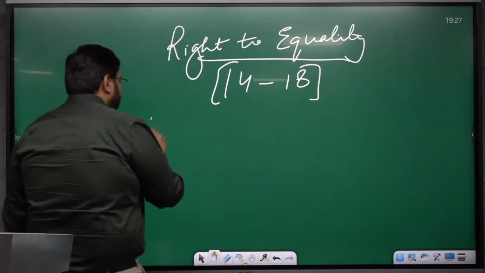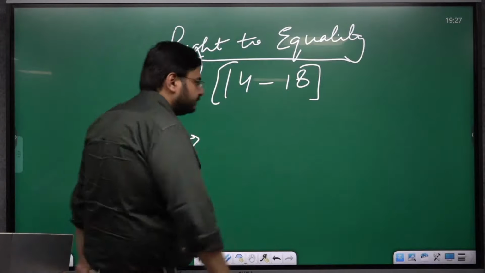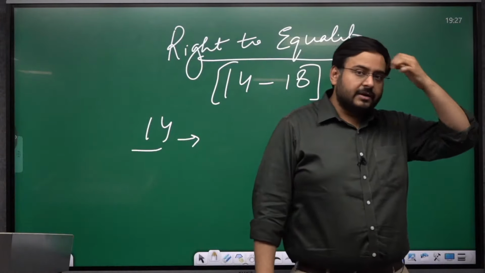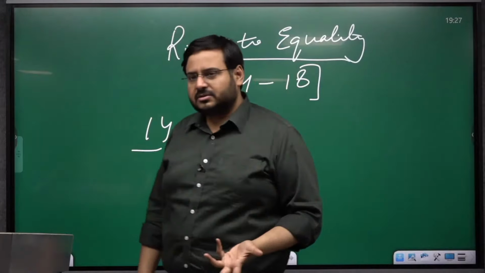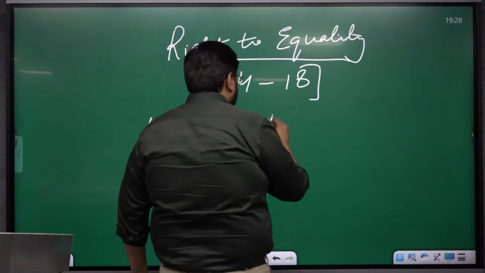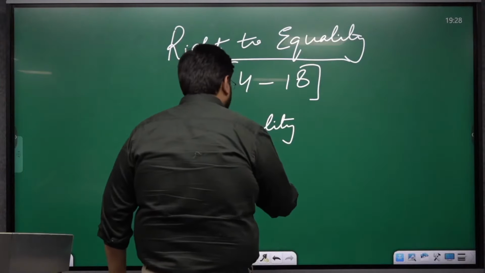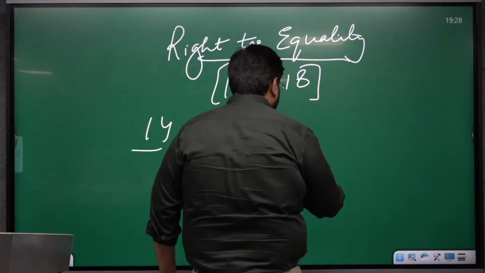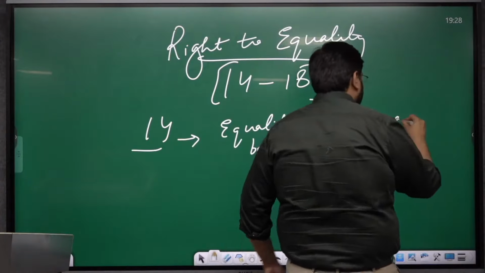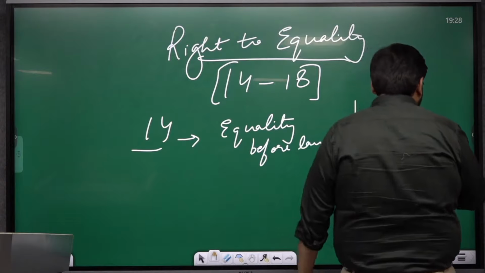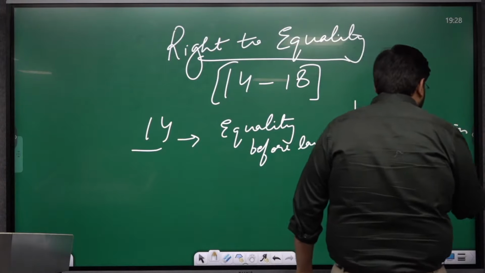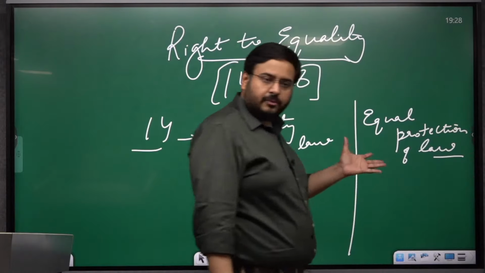18. Article 14, what does it say? What does it say? Equality before law and equal protection of law. Simple. It says equality before law and equal protection of law.